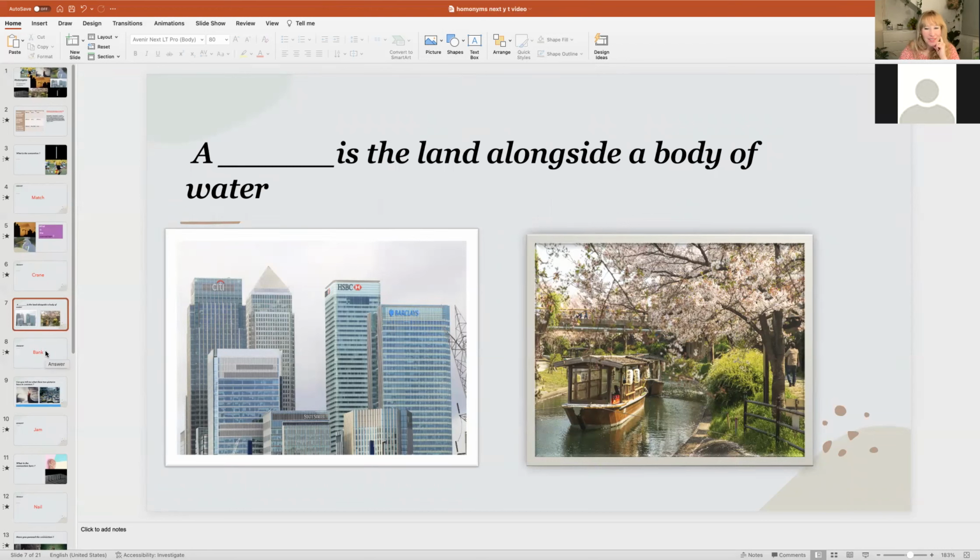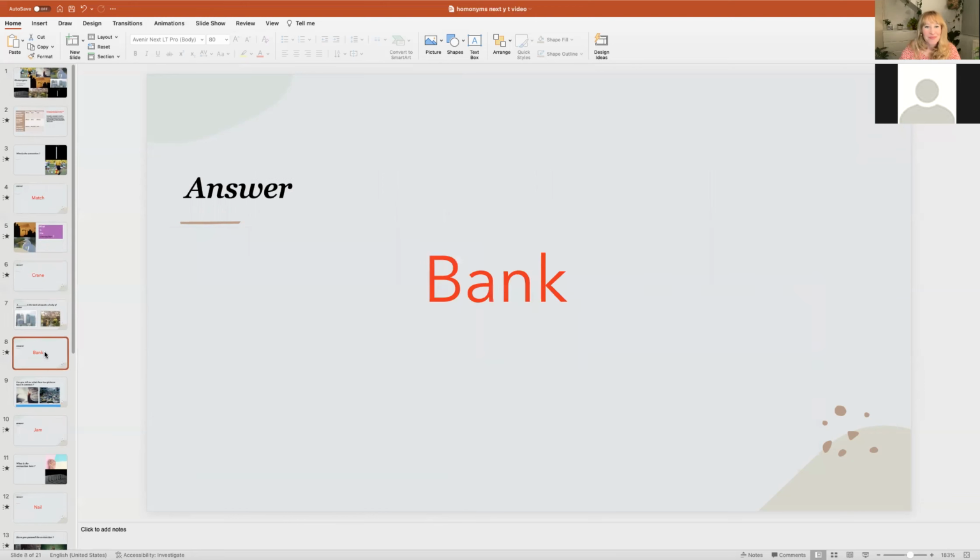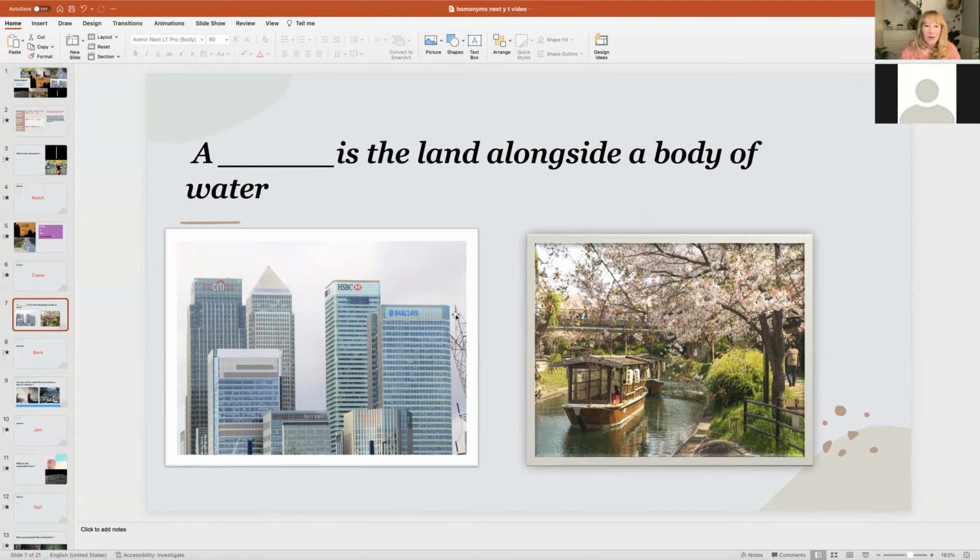So have you guessed the connection? Let's see. The answer is bank. So in the picture, we can see all these banks, HSBC, Barclays, these are in London Docklands. But this second picture, this piece of land by the side of the river is called a bank too.